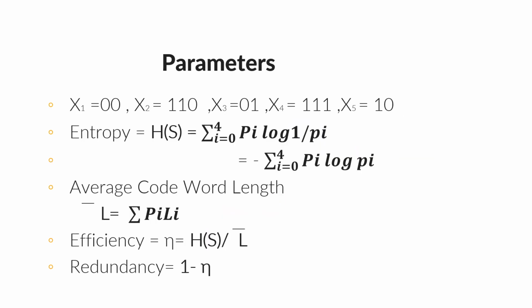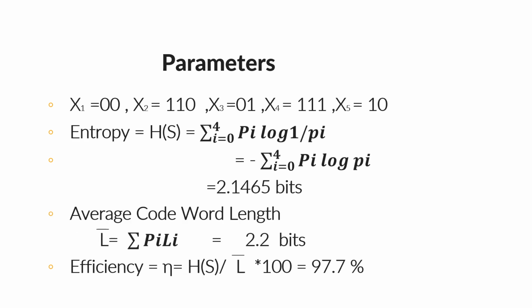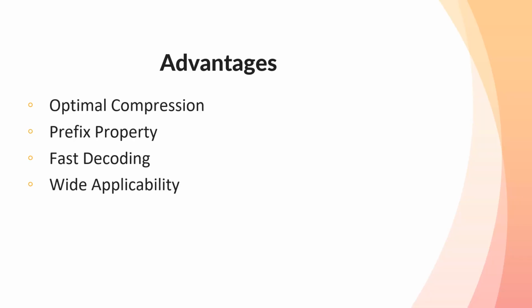Now we have to find out the entropy, efficiency and redundancy of this code. By using the same formula, we have x1, x2, x3, x4, x5 and we have found out the codes. We can write here, apply the formula of entropy, average code word length, efficiency and redundancy, and we can get the value. The procedure of calculation is same as what we have learned in the Shannon-Fano coding technique. The efficiency of this code is 97.7%. The advantages of Huffman coding are it is giving the optimal compression, and the prefix property is followed by Huffman coding.